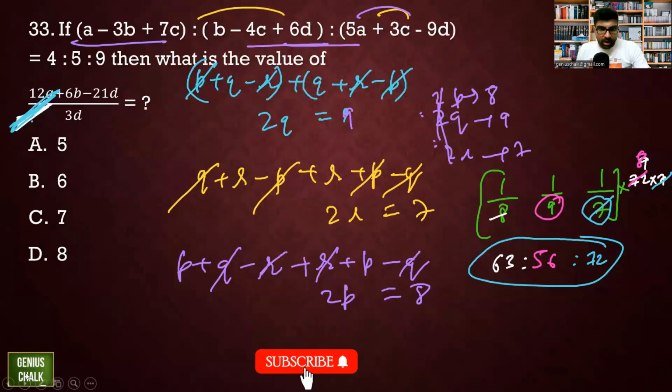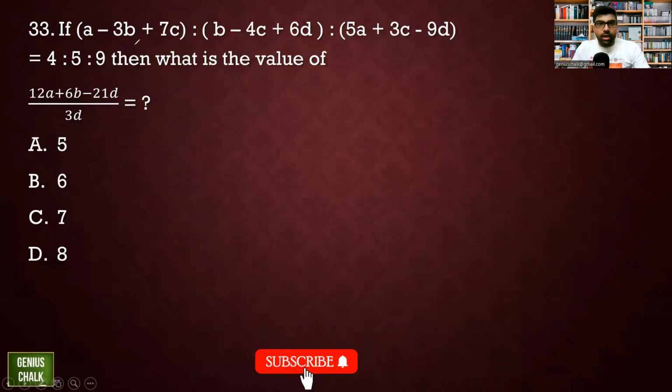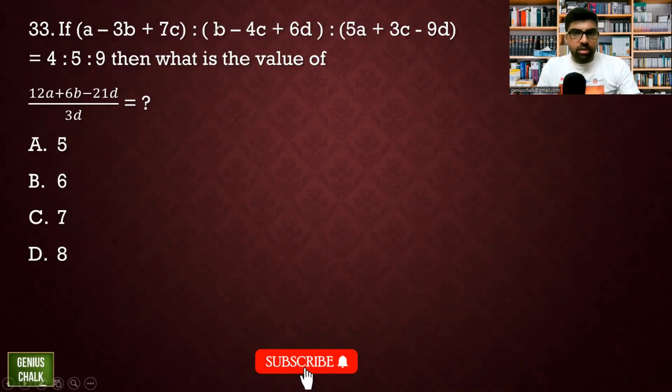A beautiful question. Let's apply in the next one, the same type. A, B, C, A minus B plus 7C, B minus 4C plus 6D, and this. Now here we have 3 equations. Now in this question, yeah, there is something different which we need to pick up very, very fast. So let's try to pick up. You see, this is 4 plus 5. What is the sum? This is 9 and this is equal to the third value.